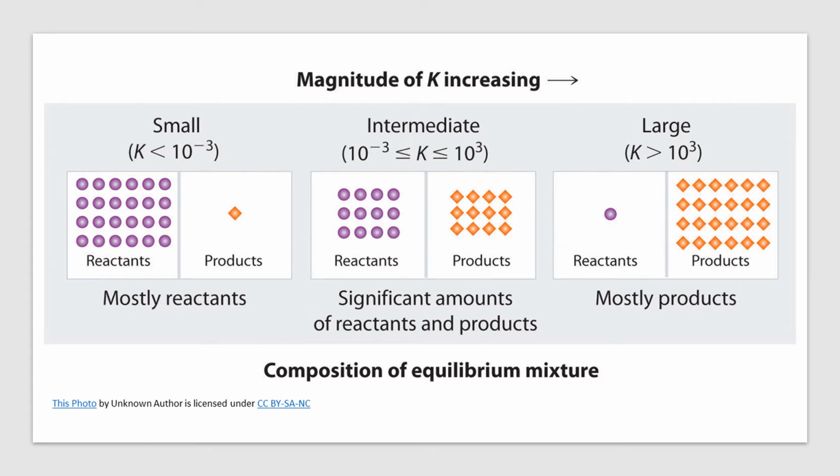Next we have the magnitude of K. If K is less than 1, then the reactant is more dominant than product. If Kc is greater than 1, product is more dominant than reactant. When product dominates at equilibrium, the equilibrium will shift to the right. It lies to the right. And when reactant dominates at equilibrium, the equilibrium will shift to the left.